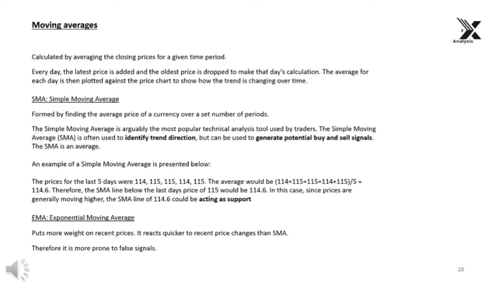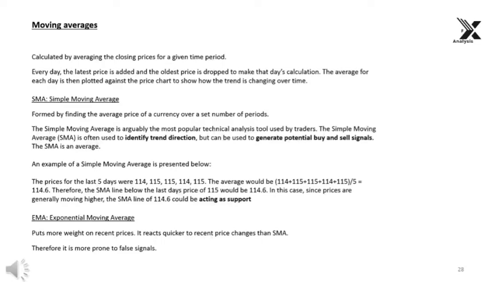SMA, Simple Moving Average. Formed by finding the average price of a currency over a set number of periods. The simple moving average is arguably the most popular technical analysis tool used by traders. The simple moving average, SMA, is often used to identify trend direction, but can be used to generate potential buy and sell signals. The SMA is an average.